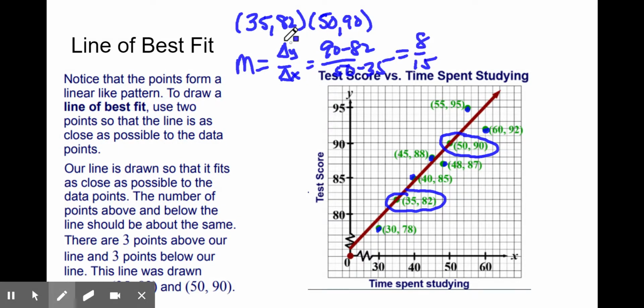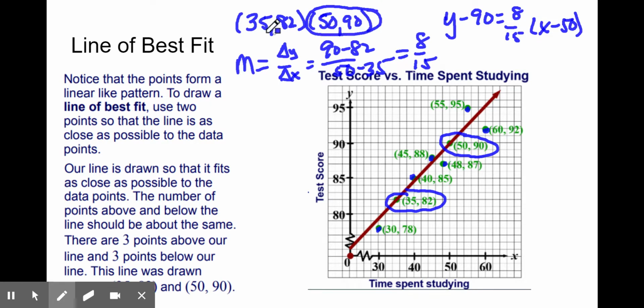And then we could write the equation of the line if we wanted to. We could do it in point slope form. That's probably the easiest. So y minus 90 is equal to 8 over 15, x minus 50. So there's my equation. I used this point. You could also use the other point, right? It doesn't matter. You could even put it in slope-intercept form if you wanted to. You'd have to solve it for y. But here is your line of best fit, the equation for the line of best fit.